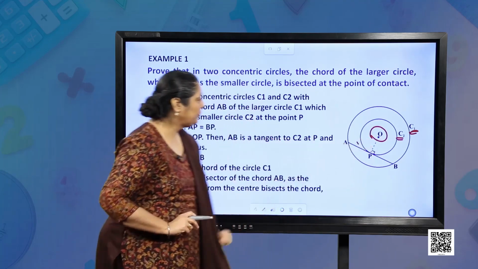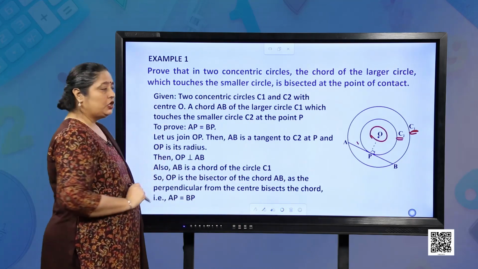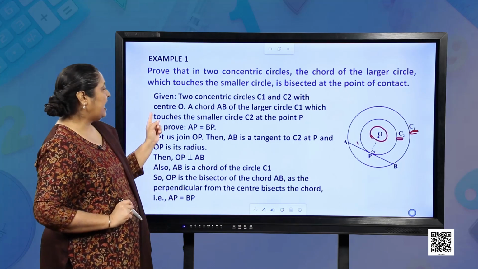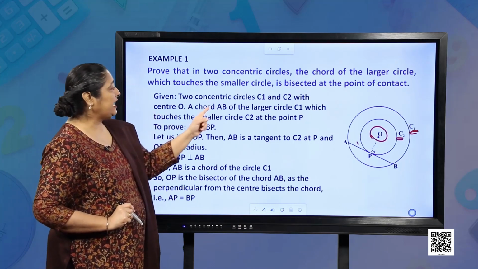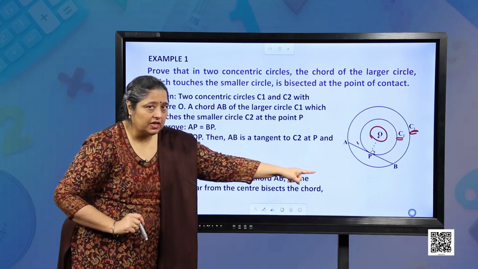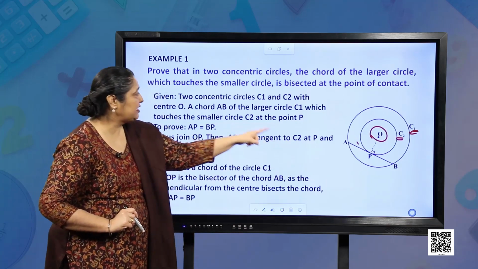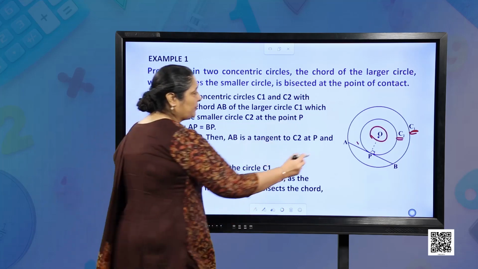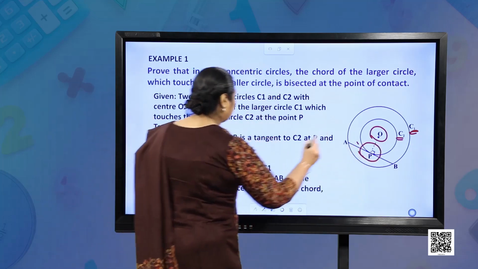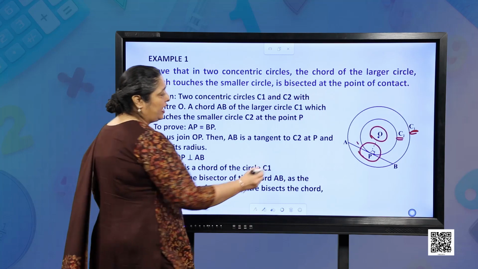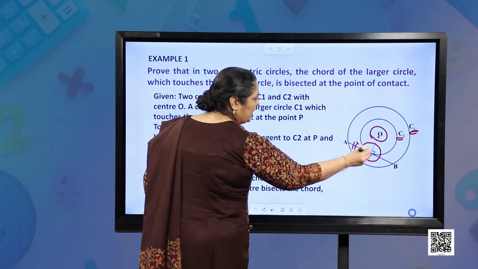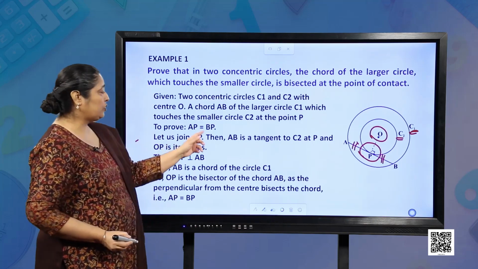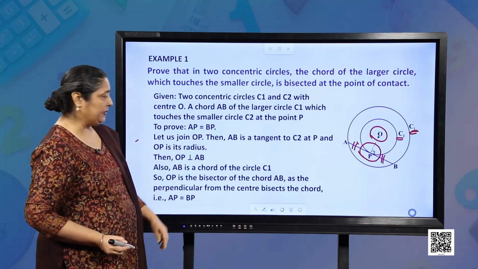on C2. So, given is two concentric circles C1 and C2 with center O. The chord AB of the larger circle C1 touches the smaller circle C2 at the point P. What we have to prove? We have to prove that AP is equal to PB.